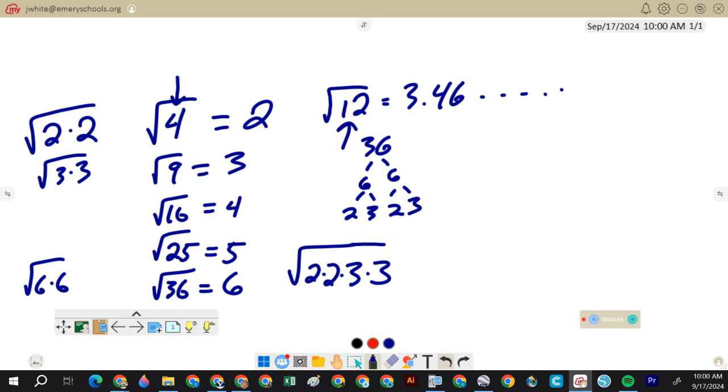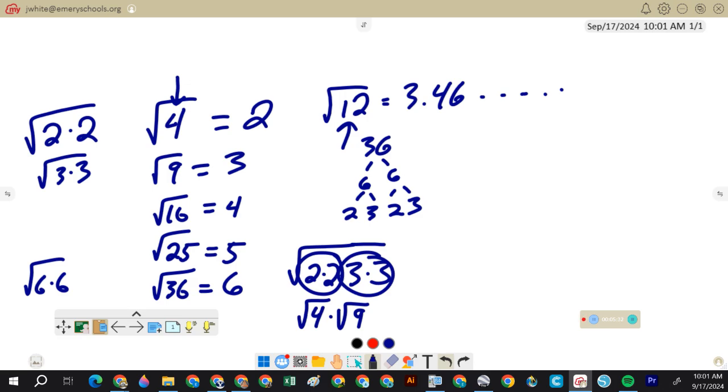Well, what is 2 times 2? 4. And what is 3 times 3? 9. So this is the square root of 4 times the square root of 9. And that's why 36 square roots, because it has 2 2's and 2 3's. So we can use this to simplify square roots. Anytime you factor a number down into its prime factorization, and you look for numbers that are duplicated, you can square root those duplicates and bring them to the outside.